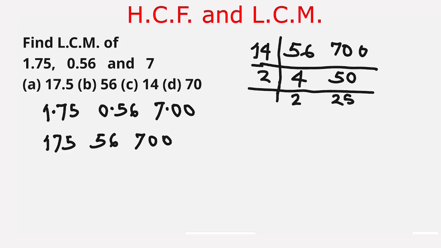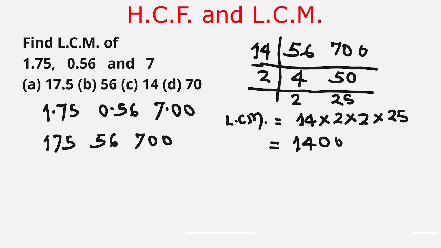Now our LCM is 14 multiplied by 2 multiplied by 2 multiplied by 25. 25 times 2 is 50, times 2 is 100, and 100 times 14 is 1400. So the LCM of 175, 56 and 700 is 1400.